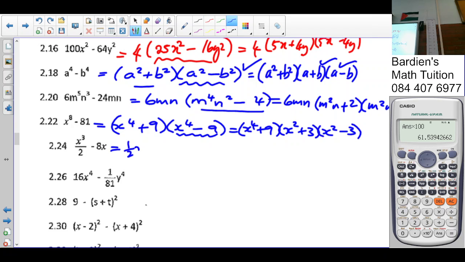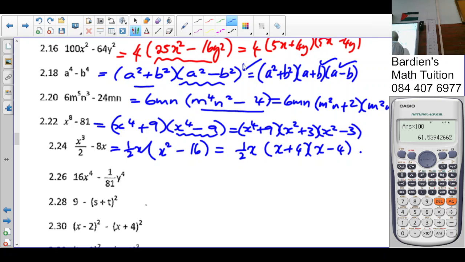So it's a half x that is common. Take out a half x, then I'm left with x squared minus half times what is 8? 16. And then a difference of 2 squares. So it's a half x, x plus 4, x minus 4. Okay.